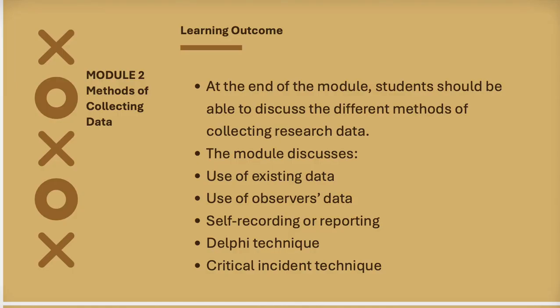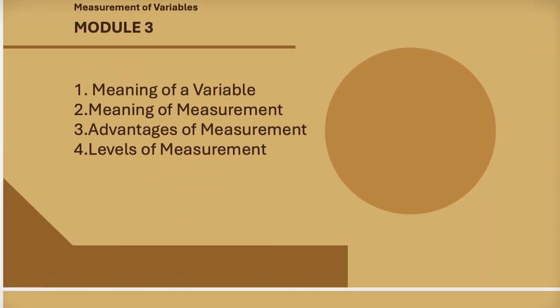Okay, now let's move to module 3. These are the measurement of variables. So we'll be able to learn the meaning of variable, meaning of measurement, advantages of measurement, and levels of measurement. So the meaning of variable: a variable is a quality, property, condition, or characteristic that can be changed or differ among persons, objects, groups, or situations.